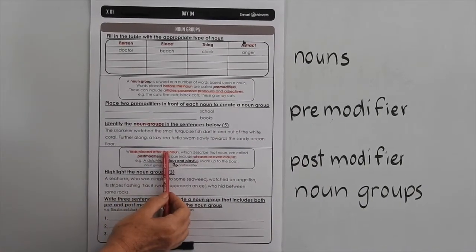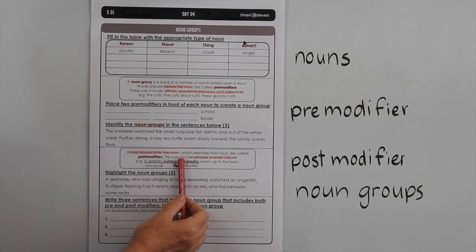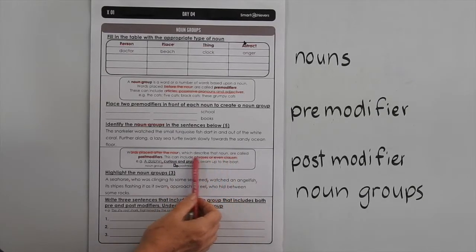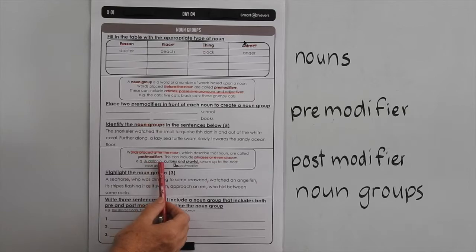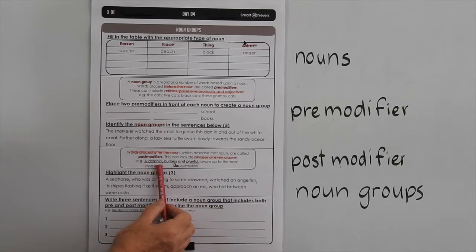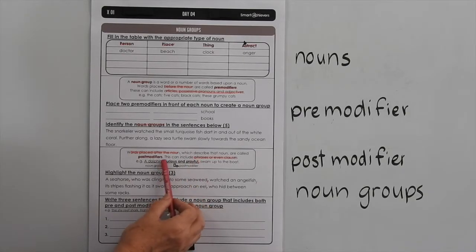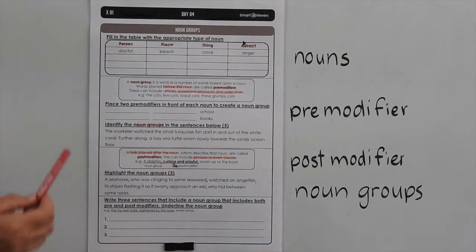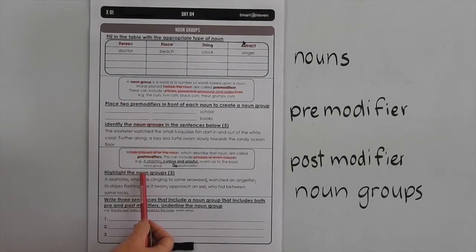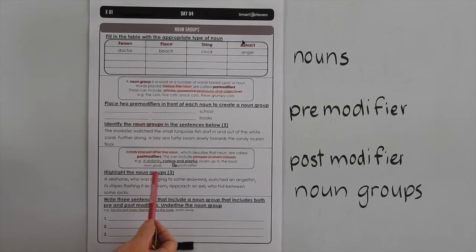Now, words placed after the noun which describe that noun are called post modifiers. This can include phrases or even clauses. So, for example, a dolphin, now you've got a comma for the next bit of information, curious and playful, swam up to the boat. So you've got a noun group which is a dolphin, and the post modifier is curious and playful. And do take note of the commas either side of that post modifier. So that'll give you a good hint down here when you're looking to highlight the noun groups here. So there are 3 noun groups. You're looking for them, you're going to highlight them.